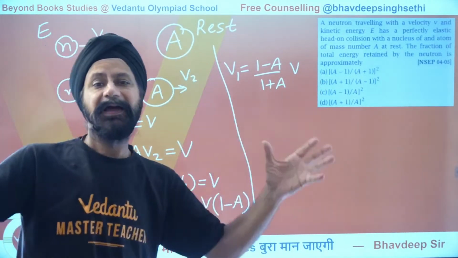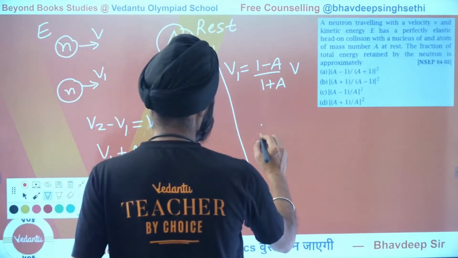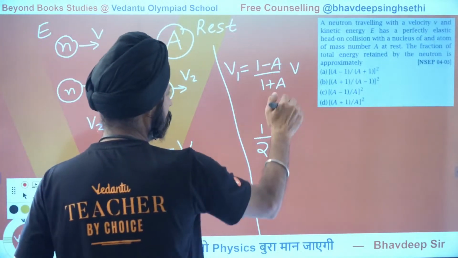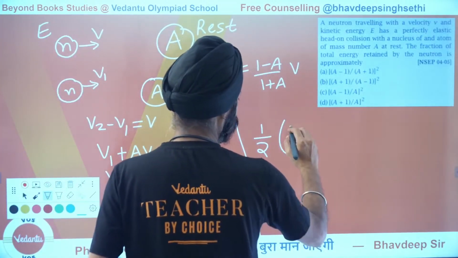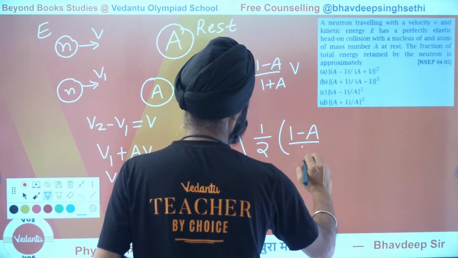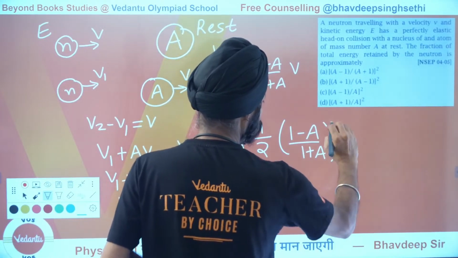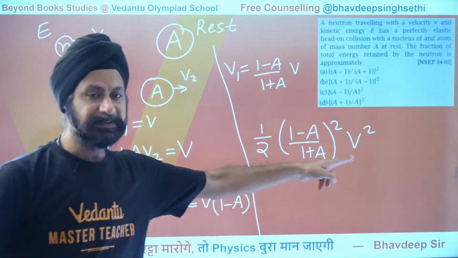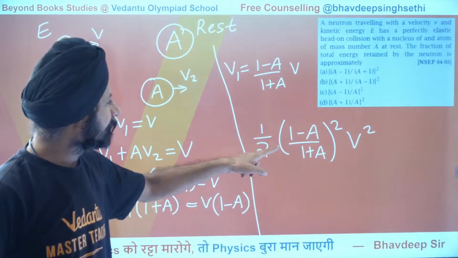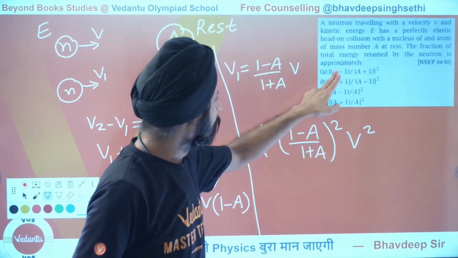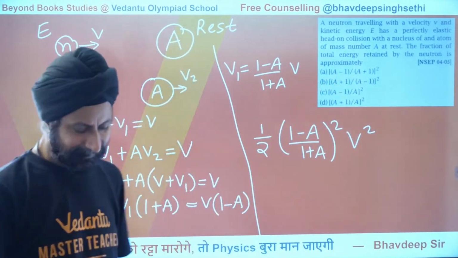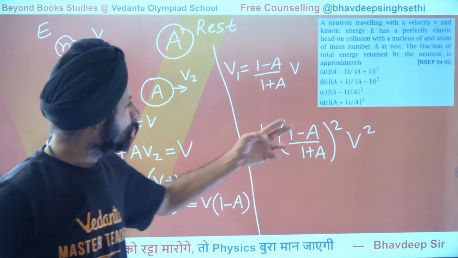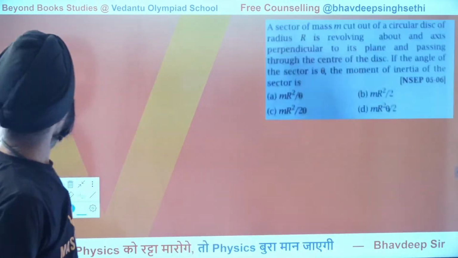How much is the kinetic energy now? The kinetic energy now is half m v squared. Mass is 1, so it is half times the velocity squared here: 1 minus A over 1 plus A, whole squared, times v squared. The initial energy was half v squared. Now this is half v squared times this factor. So this is your answer. Which one? Option A. Isn't it easy? I mean, it's an NSEP 2004, 2005 question. Okay.